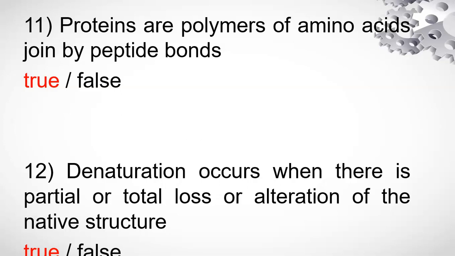Number 12. Denaturation occurs when there is a partial or total loss or alteration of the native structure. The answer is true. So denaturation is when the protein has lost its native state. It's no longer in the active state where it is capable of performing biological activities.